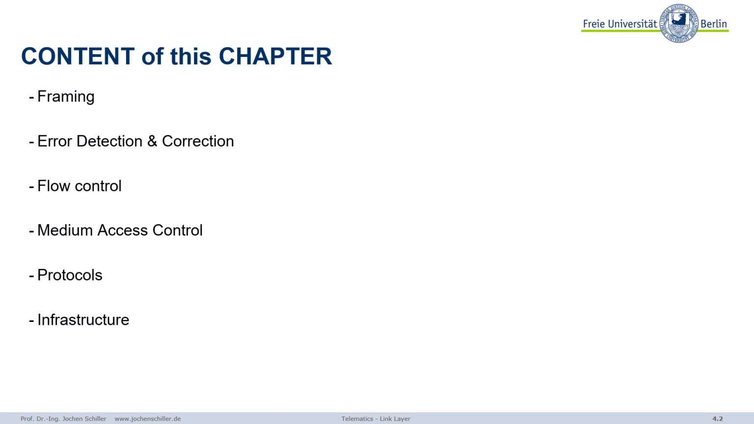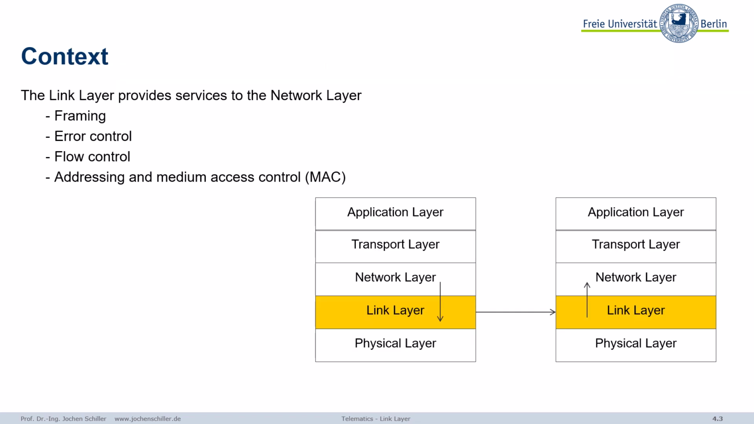Then we have to talk about medium access control. This means what happens if several devices want to access a medium, for example, simultaneously. How do we control this? Then I will give you some examples for protocols of layer 2 and talk about the infrastructure. Okay, so the link layer provides services to the network layer, as I said, framing, error control, etc.